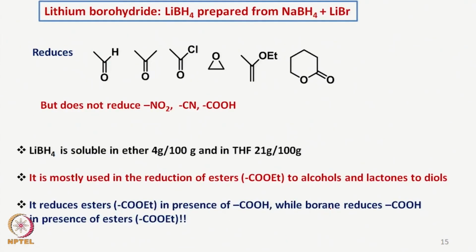Now we have lithium borohydride as a reducing agent, which can be easily prepared from sodium borohydride and lithium bromide. We take the combination of the two, and as you can expect, sodium bromide will precipitate out, and then lithium borohydride will form, with sodium bromide as a byproduct. So we get the lithium borohydride very readily.